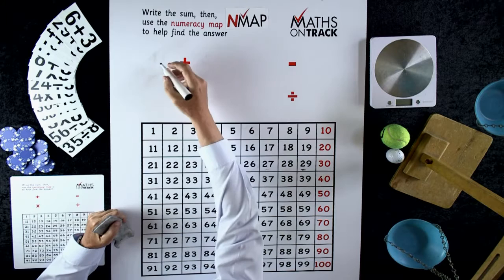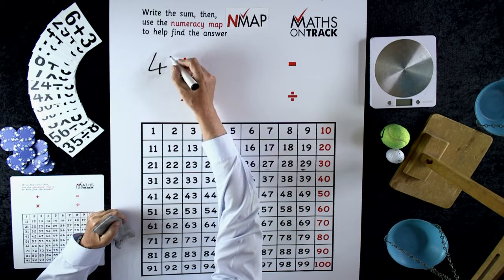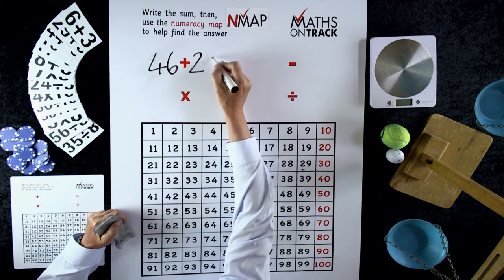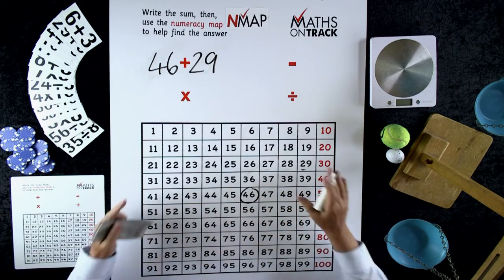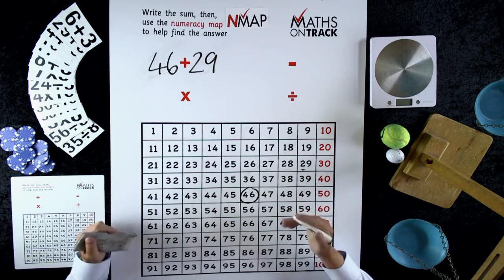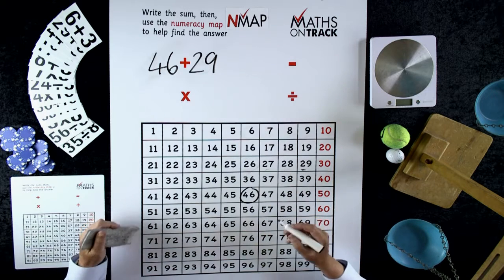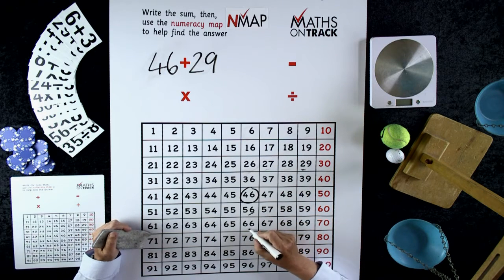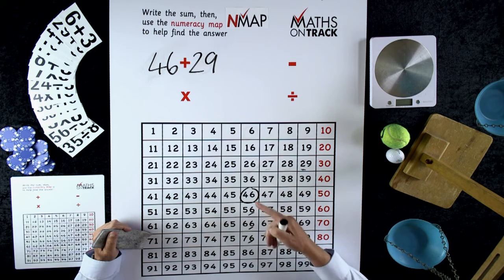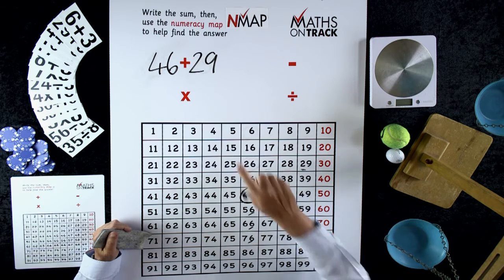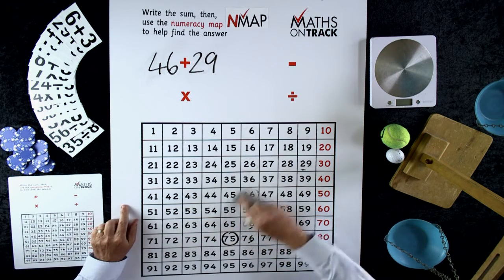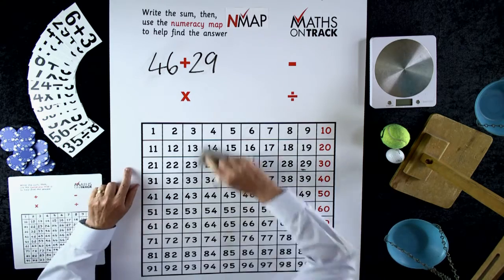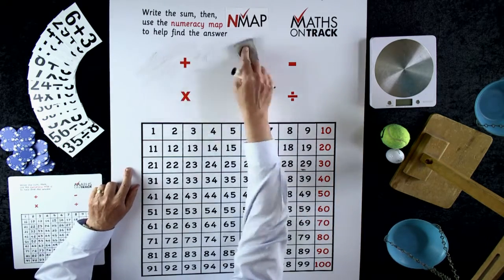Of course, it can get into harder sums, like say 46, add 29. 46 lives here, and when they have more of the numeracy map in their heads, they realise that 29 is nearly 30, and they can take shortcuts to add on 30. 46 add 30 would be 76, but because it's only 29, it should be one less, and the answer will be 75.